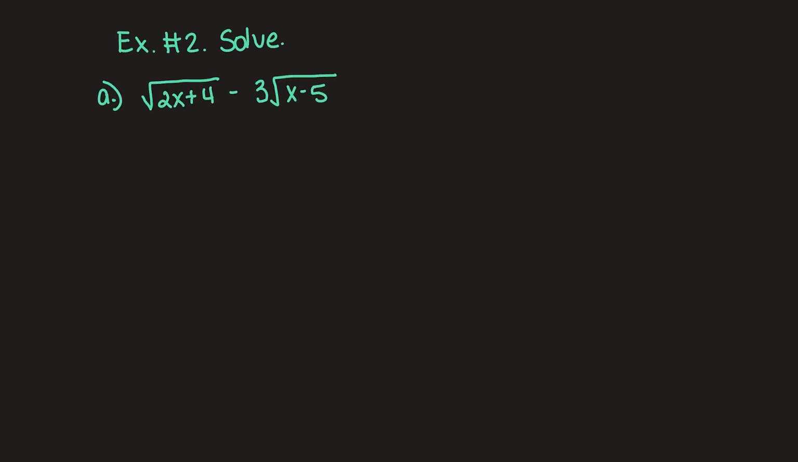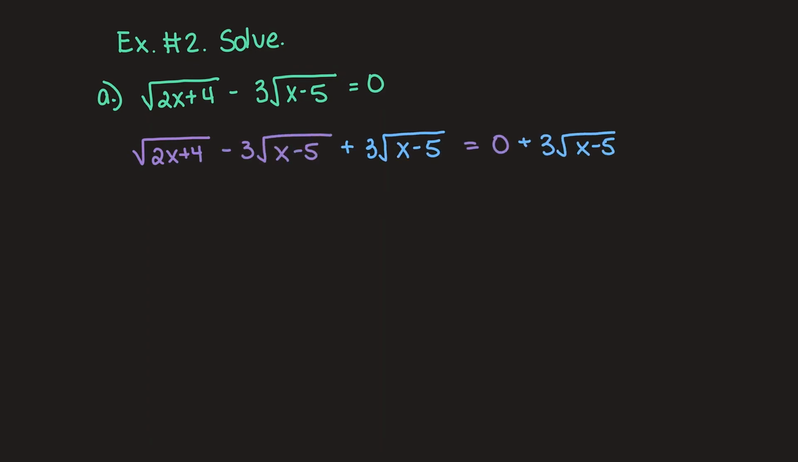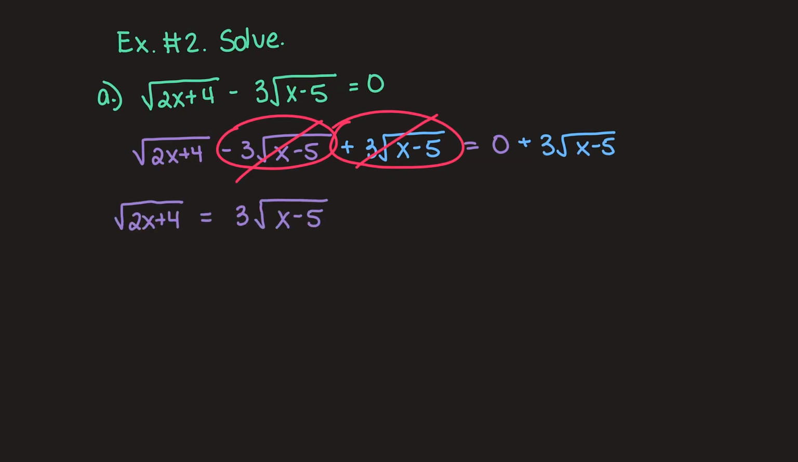Okay, so now let's try some examples of equations containing two square roots. We begin by getting a radical on one side by itself. So let's add 3 square root x minus 5 to both sides of the equation. Now that we have a radical on one side by itself, we can square both sides.